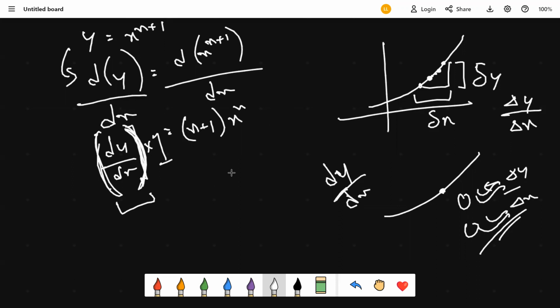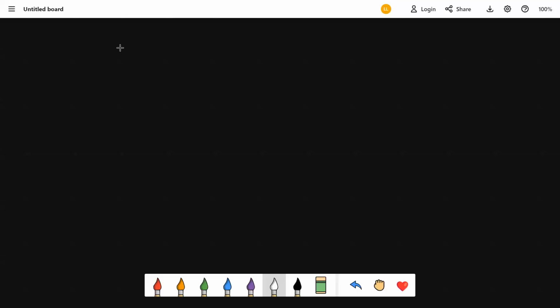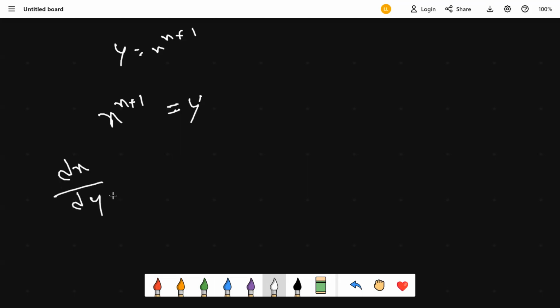If we were to differentiate with respect to y, then how should things occur? Consider again this equation. Let's say y equals x to the power n plus 1. Now let's switch the sides and write x to the power n plus 1 on the left side equals y. Now let's say instead of differentiating with respect to x, we are differentiating with respect to y. What should have happened? So we should consider what? x at the top, y at the bottom, isn't it?